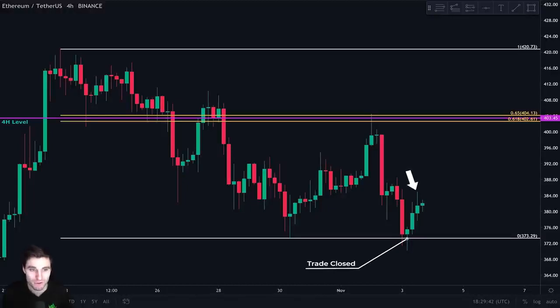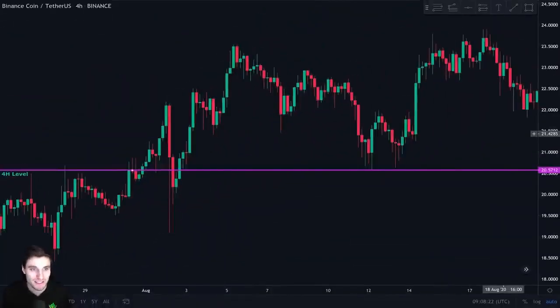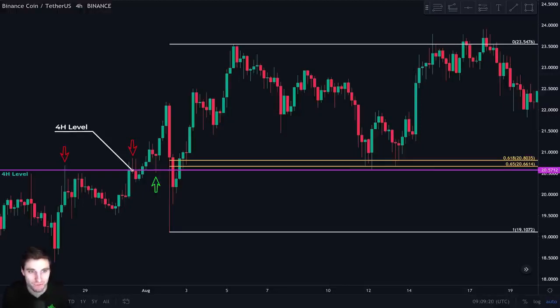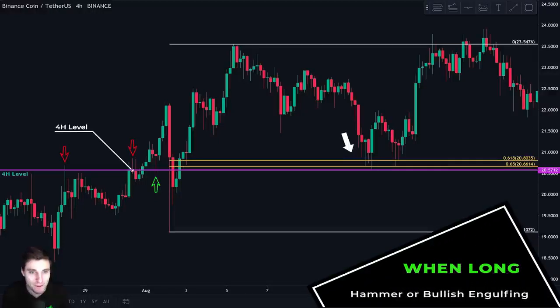We follow the same process when we want to buy. In this chart, we can see that this 4-hour level acted as resistance and then support, so we draw it. We then take our Fibonacci retracement and we notice that we have confluence between the CC and the 4-hour level. So we wait for price to retrace and we monitor the price action at this level on the lower timeframe. When we want to take a long, we always look for a hammer or a bullish engulfing candle. That is our trigger to enter the long position.